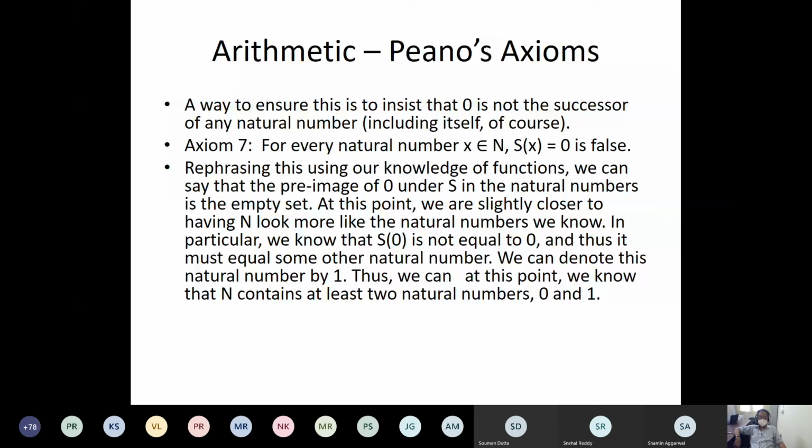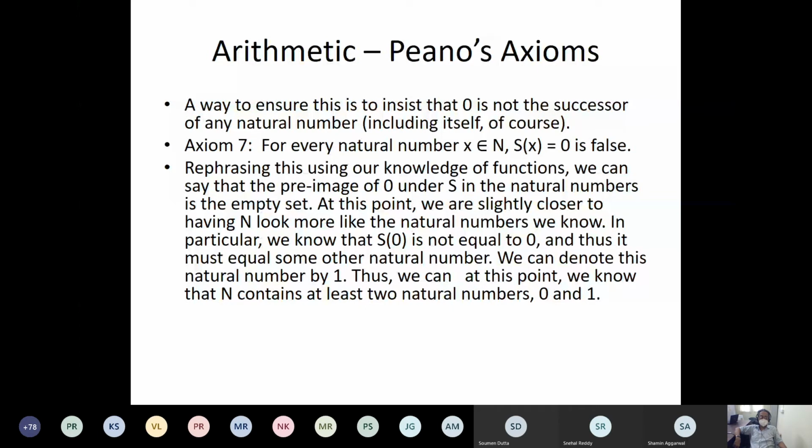A way to ensure this is to insist that 0 is not the successor of any natural number, including itself, of course. So axiom 7: for every natural number x in N, Sx equal to 0 is false. That means 0 is not the successor of anybody. Rephrasing this, using our knowledge of functions, we can say that the preimage of 0 under S in the natural numbers is the empty set.